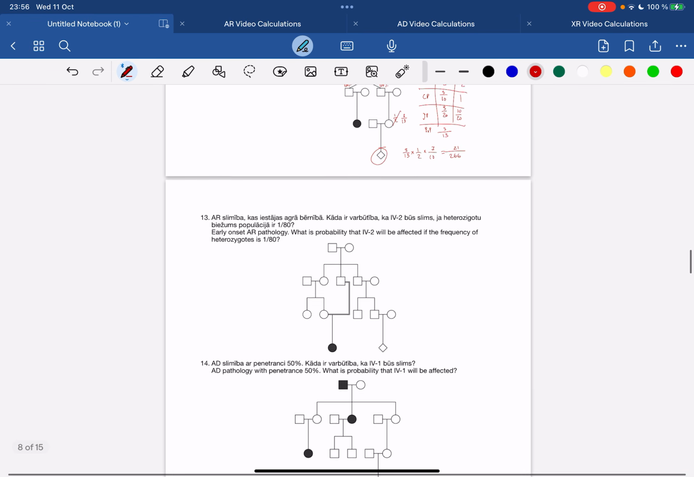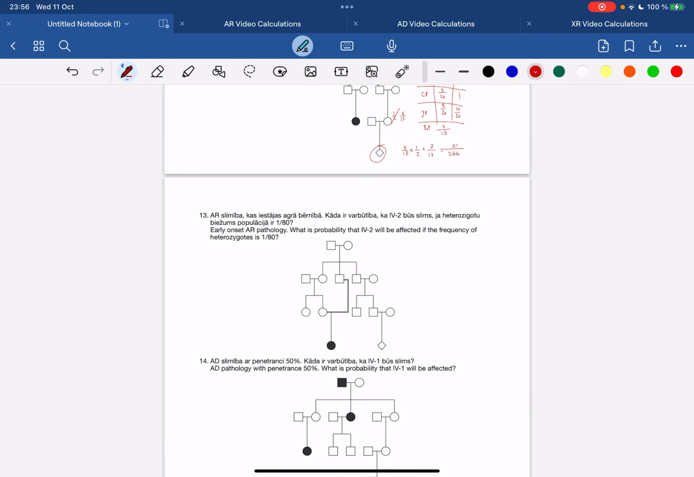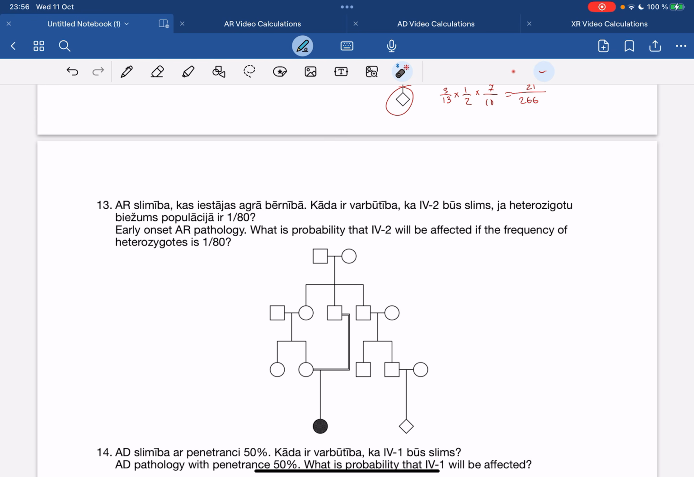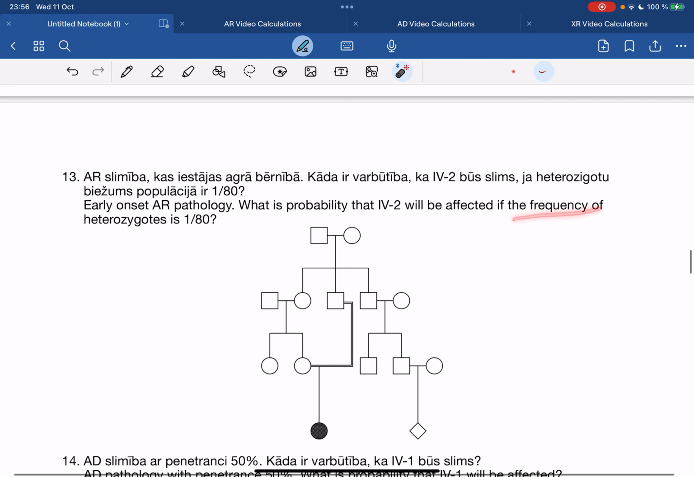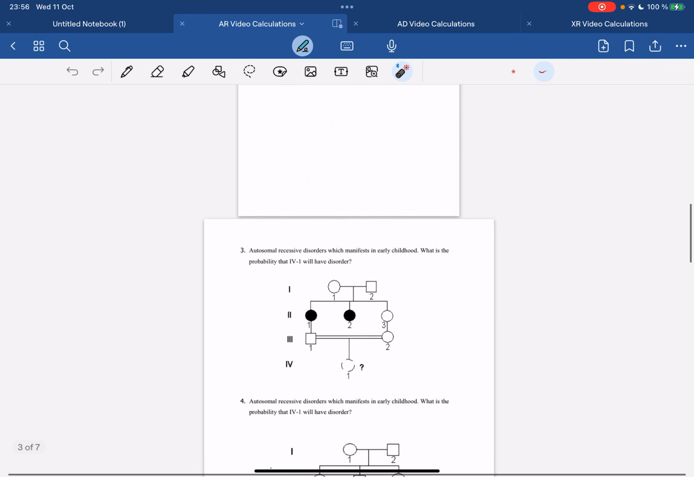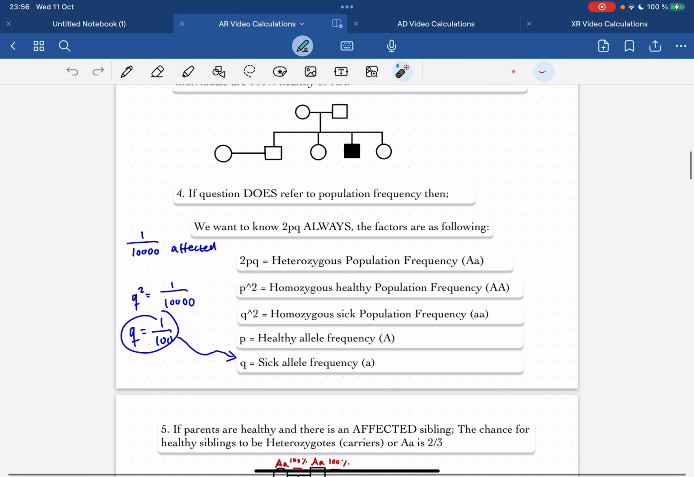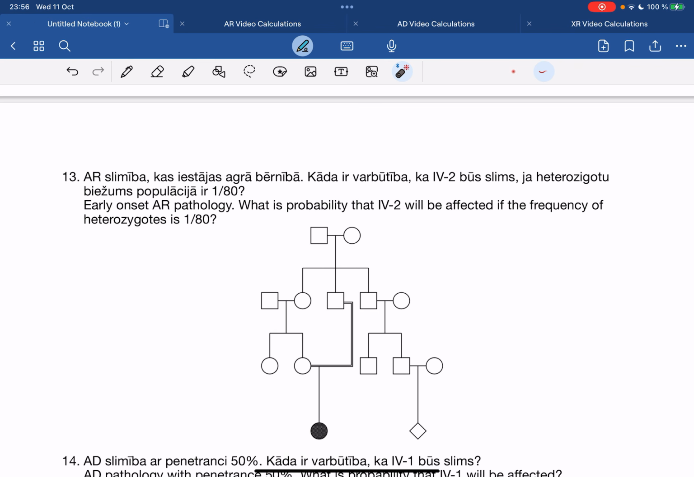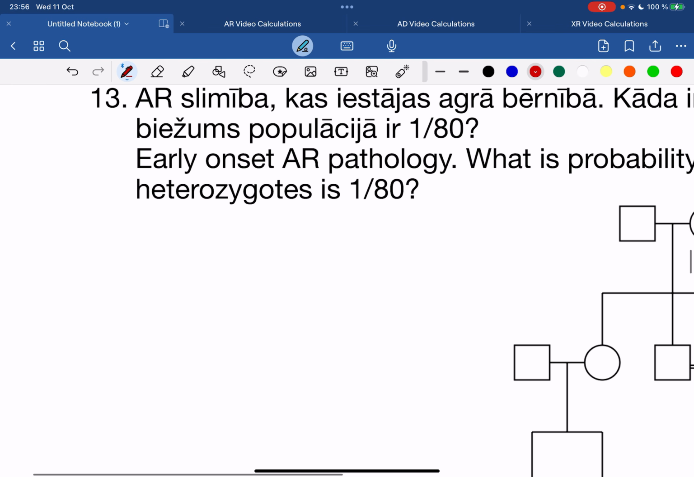Okay, next up we have this question right here. Autosomal recessive. And here it's really easy to make the mistake. We already have a frequency of heterozygous. And what is the frequency of heterozygous? We'll look back here. You see here, heterozygous population frequency is 2pq. So if the question already gives us the frequency of heterozygous, then we already know our 2pq. That is equal to 1 over 80.